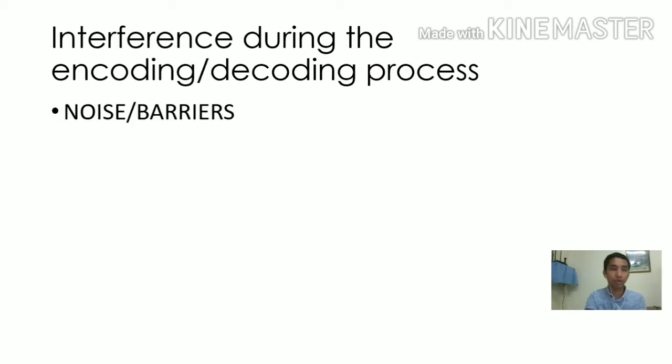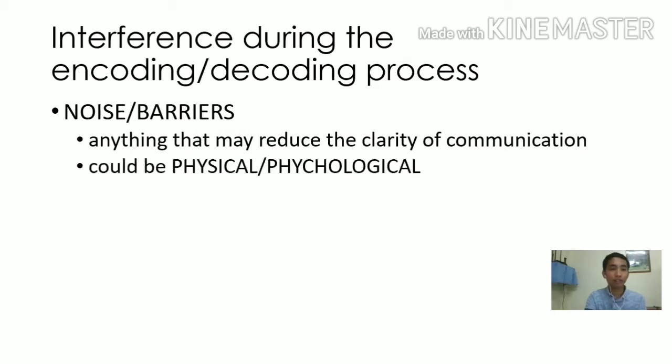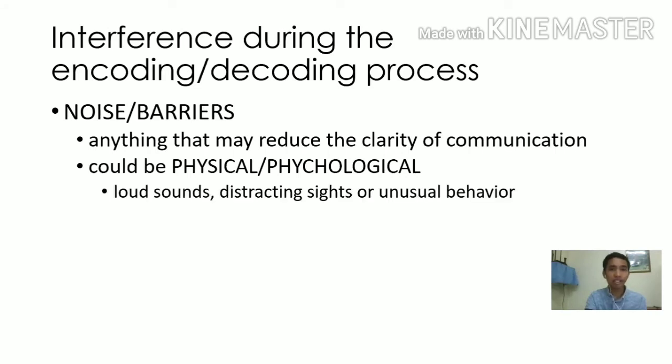These are the noise or what we call barriers. These are anything that may reduce the clarity of communication. Another one could be physical or physiological. I'm so sorry with this spelling. Physiological. These are loud sounds, distracting sights, or other disturbances. And then there is mental or psychological.